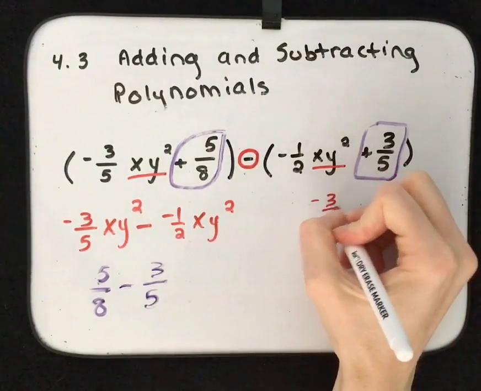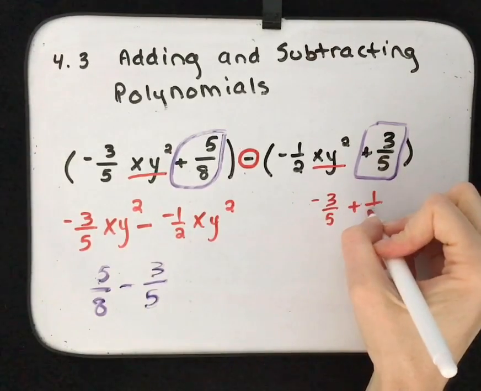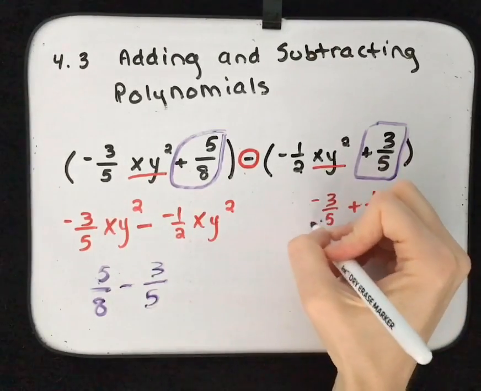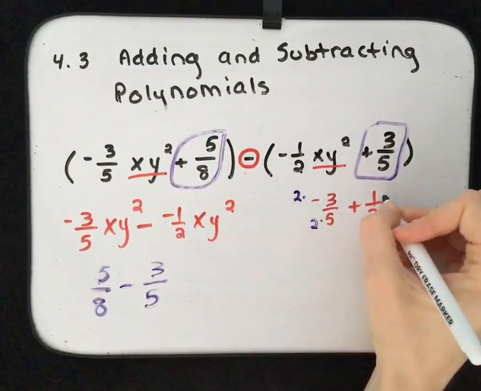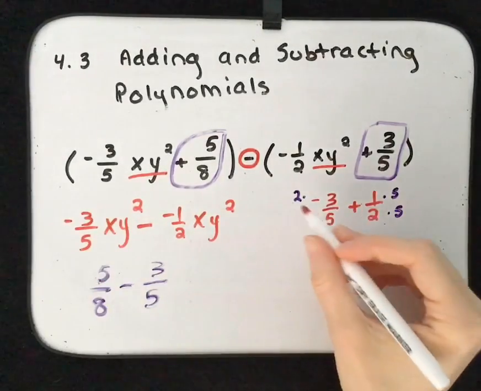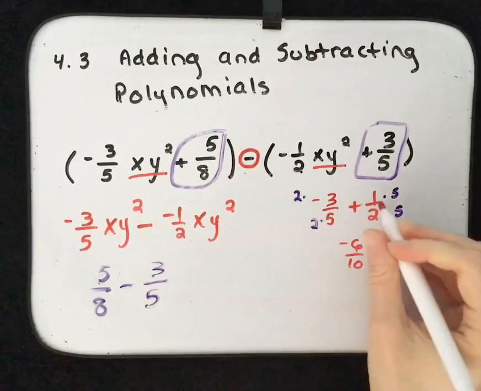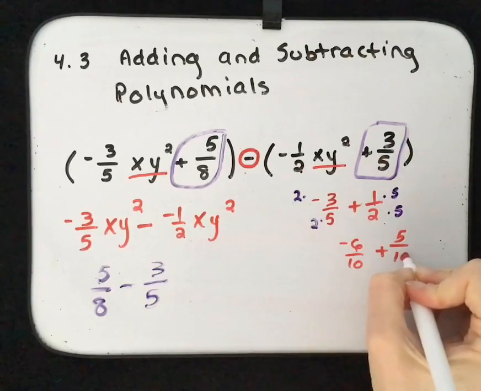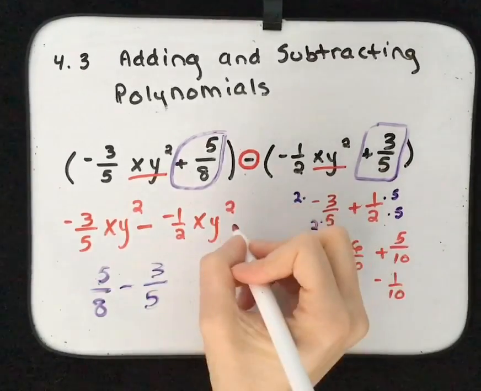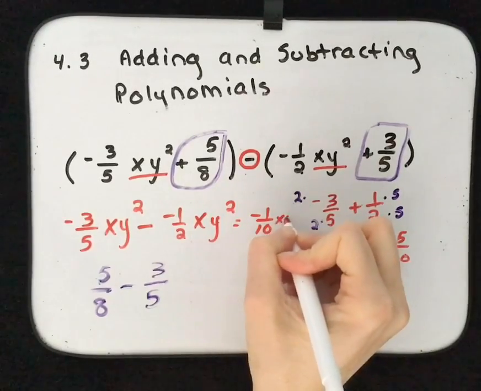Negative 3/5 minus negative 1/2 is really plus 1/2. We need a common denominator. So if I multiply this one by 2, top and bottom, and I multiply this one by 5, top and bottom, then we will have 2 times 3 is 6, so negative 6/10, plus 5 times 1 is 5, so 5/10. Negative 6 plus 5 is negative 1/10. So that gives me negative 1/10 xy squared.